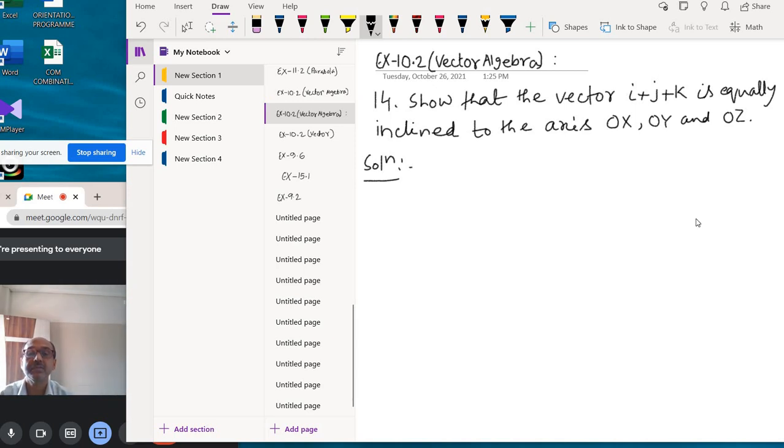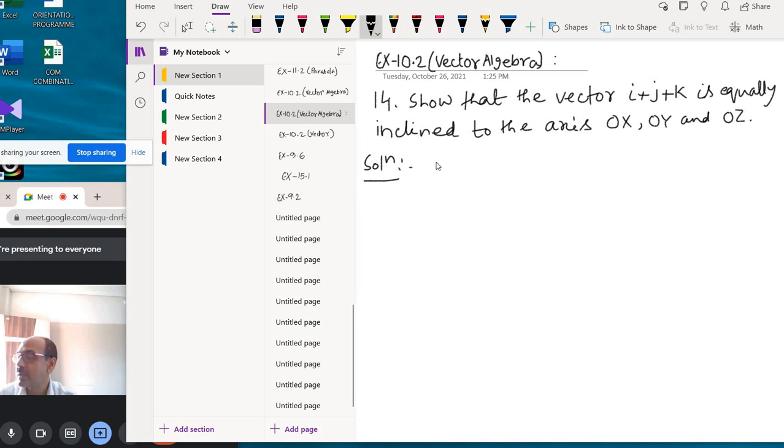Good afternoon. Chapter Vector Algebra, exercise 10.2, question number 14. The question is, show that the vector i plus j plus k is equally inclined to the axes OX, OY and OZ. So you have to find here the direction cosines of the given vector, that is l, m and n.